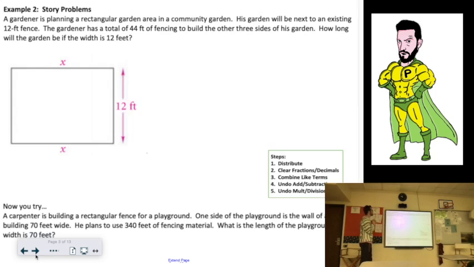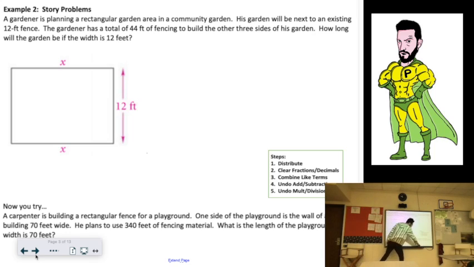A gardener is planting a rectangular garden area in a community garden. His garden will be next to an existing 12-foot fence. The gardener has a total of 44 feet of fencing to build the other 3 sides of his garden. How long will the garden be if the width is 12 feet?